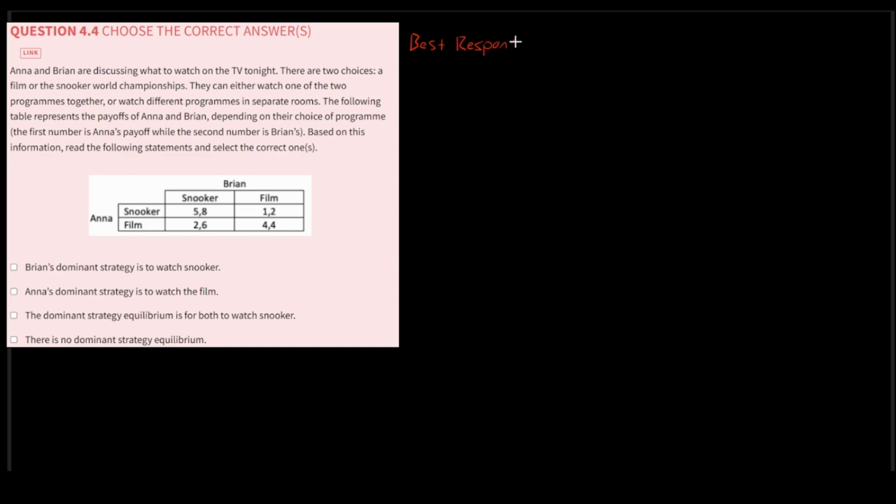So the idea being is I don't know what you're going to do, but if you do something, what is my best response to that? And then if you do something else, what is my best response to that? And we can then evaluate to see where our best responses fall. And ultimately, we end up with what we would call a Nash equilibrium.